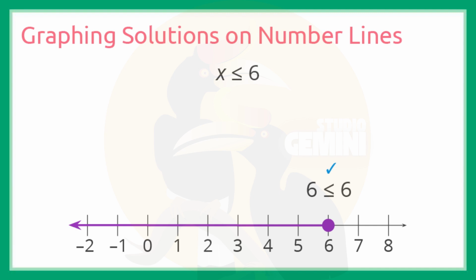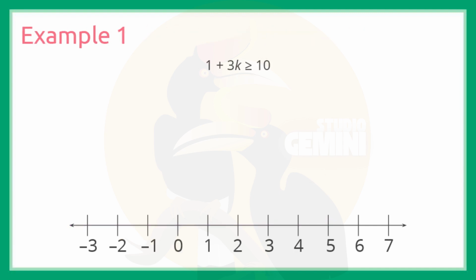Let's start our first full example. We're given the inequality 1 plus 3k is greater than or equal to 10. Remember, solving two-step inequalities is very similar to solving two-step equations, in that we can isolate the variable by performing operations on both sides. To solve for k in this inequality, we'll need to use inverse operations to get k by itself. So to start, we'll want to cancel out the 1 on the left side of the inequality.